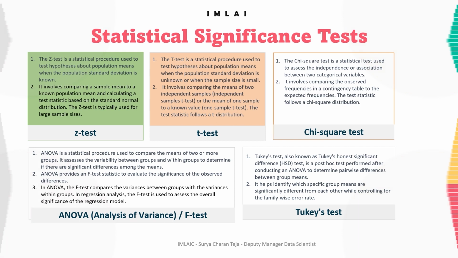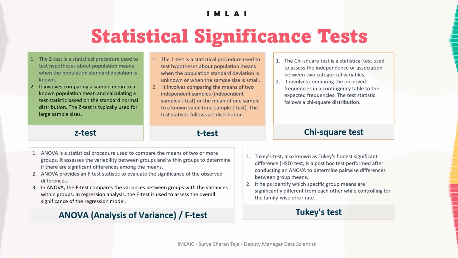The chi-square test is a statistical test used to assess the independence or association between two categorical variables. It involves comparing the observed frequencies in a contingency table to the expected frequencies. The test statistic follows a chi-square distribution.